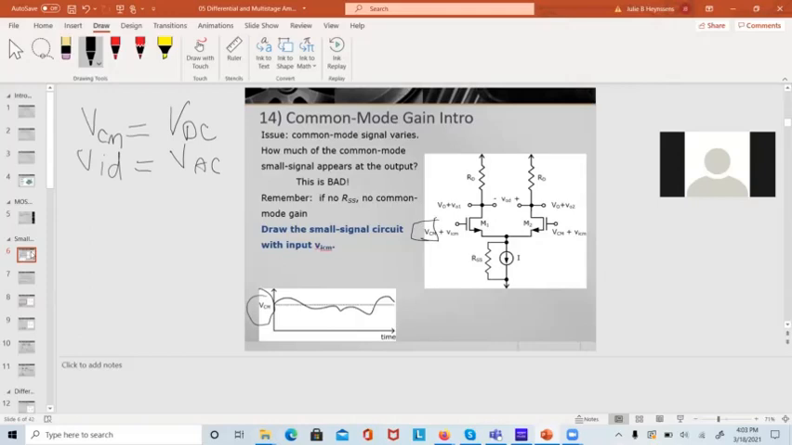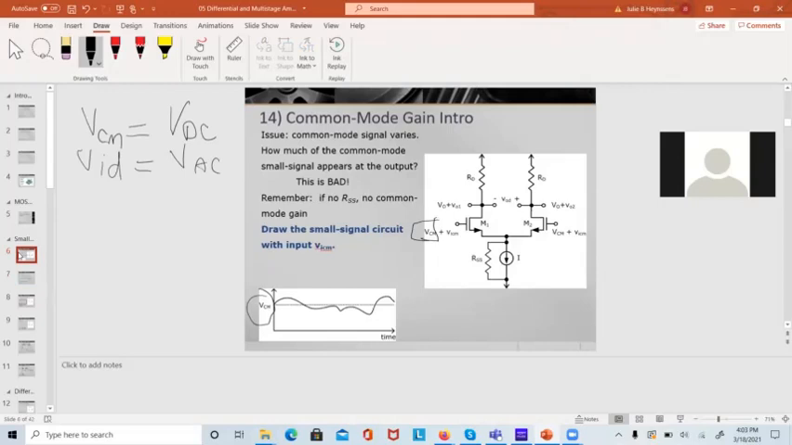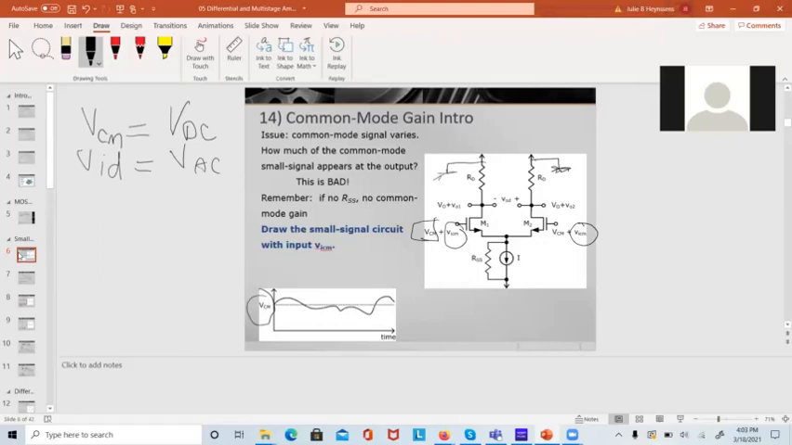Now, I'm trying to remember where this was going. Let me look at the next slide just to figure out where this is going. Okay, this is going into common mode rejection ratio. So if I want to draw the small signal circuit of this, I would have the common mode be part of it. The small signal version of this, I ground my DC sources. My DC current source goes away, becomes an open circuit.